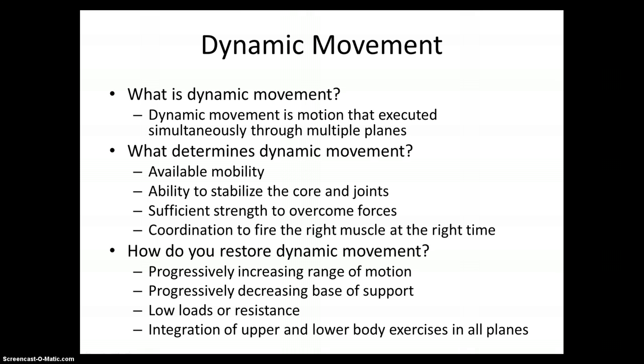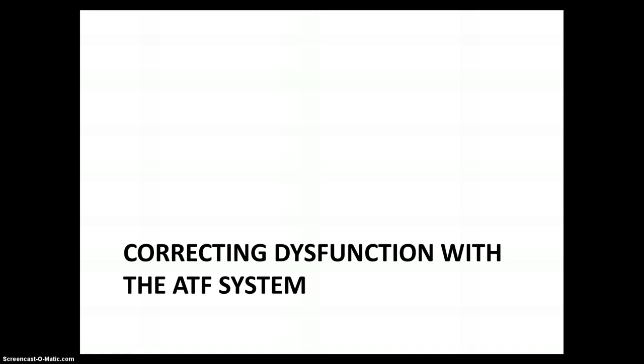And to restore this, we progressively increase our range of motion, we progressively decrease our base of support, we go from low load to high load resistance, and then we integrate upper and lower body exercises in all planes. Which leads us to correcting dysfunction with the ATF system.